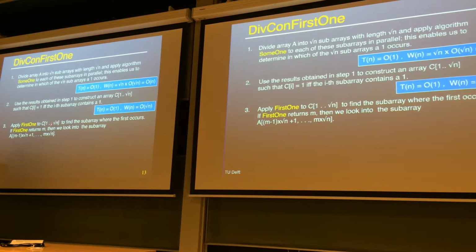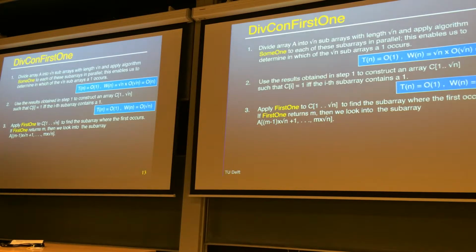So, we can find here an index, and now, if you know the index position of the first subarray that will contain the first one, you can compute in a very exact way the subarray that you need to investigate in order to find your first one. And if first one returns m, then you know that (m minus 1) times square root of n plus 1 until m times square root of n is exactly the subarray, the index positions that will be delivered with the first one. Yes?